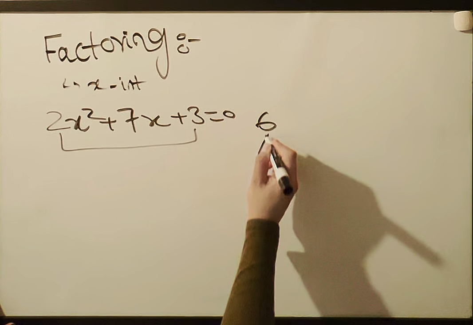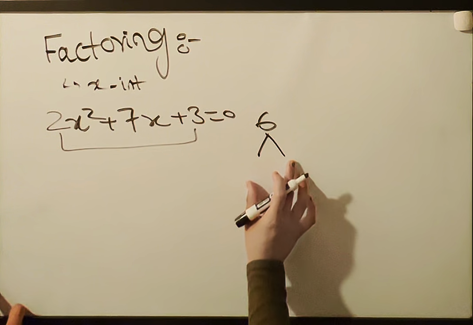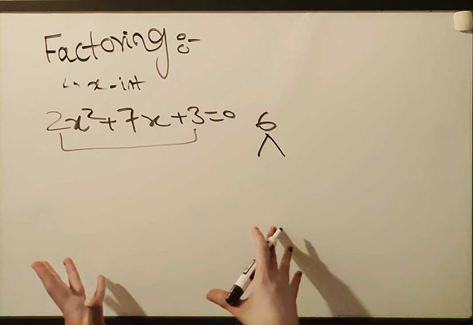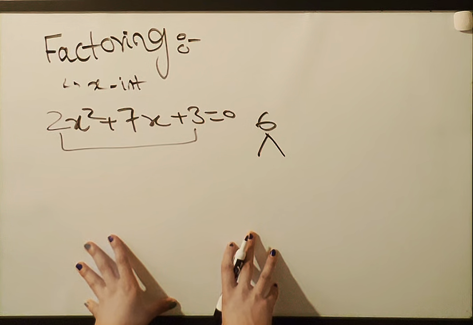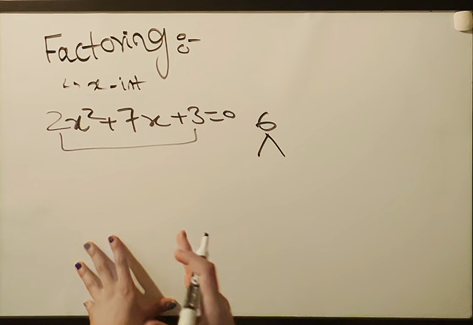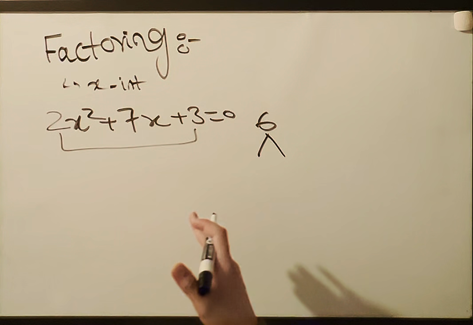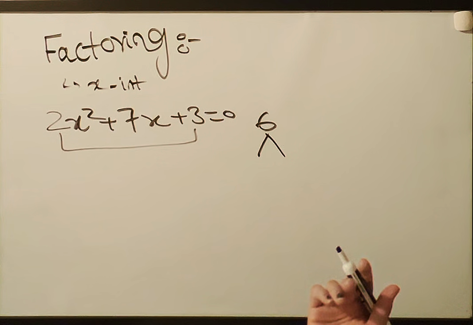Now we have to figure out two numbers that multiply to 6 but add up to 7. The first two numbers in my brain might be 3 and 2, because 3 times 2 is 6 and 3 plus 2 is 5. So that doesn't work.